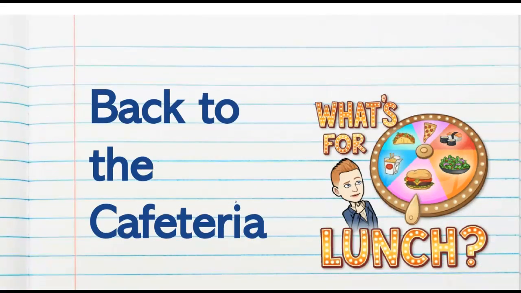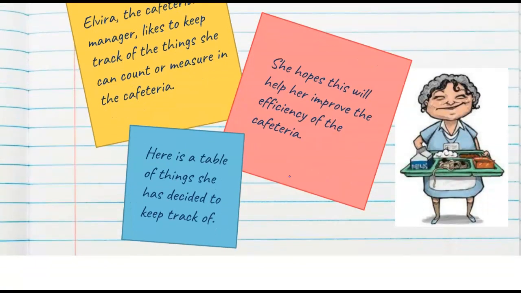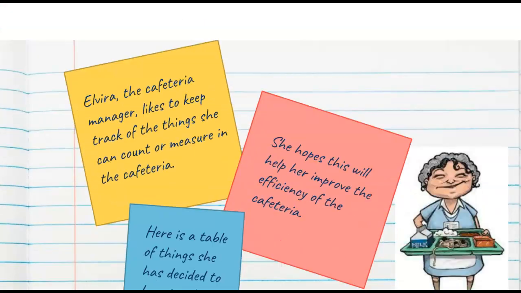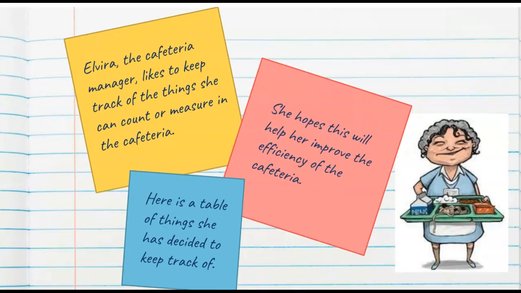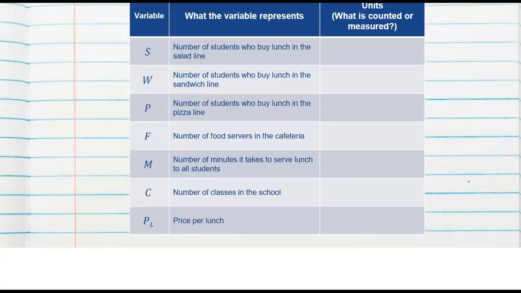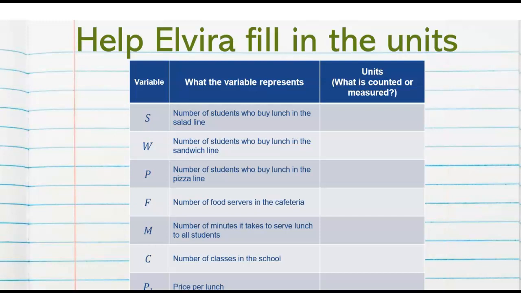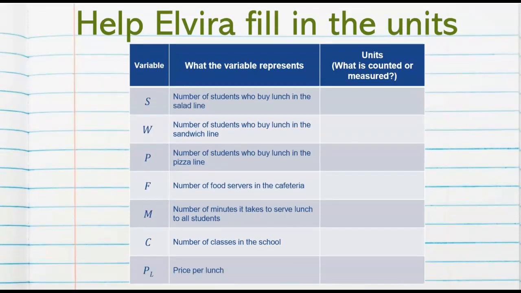So we're going to look at some examples of these back at the cafeteria, Elvira's cafeteria we talked about in the last lesson. And Elvira, the cafeteria manager, likes to keep track of things she can count or measure in the cafeteria, which makes it sound like formulas might come into play. And she hopes this will improve the efficiency of the cafeteria. So here's a table of things she has decided to keep track of. And we need to help Elvira fill in the units for each of these things she wants to track.